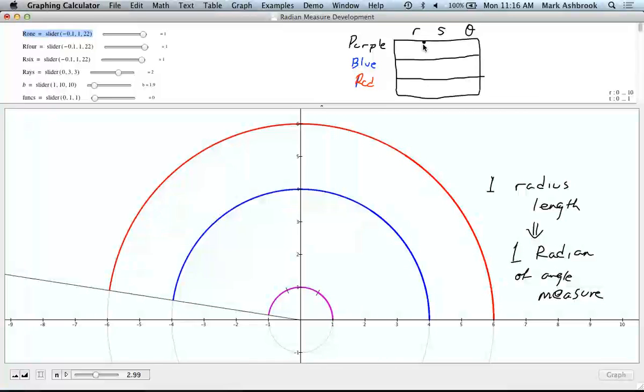Is the task clear? Do those symbols make sense? R is the radius in the units of the x-axis. S is the arc length. Let's do it the other way around. Sorry, let's do theta next. Theta is the angle measure in radians. And then S is the arc length in the units of the x-axis. Okay, go finish this table. Check with the people around you.